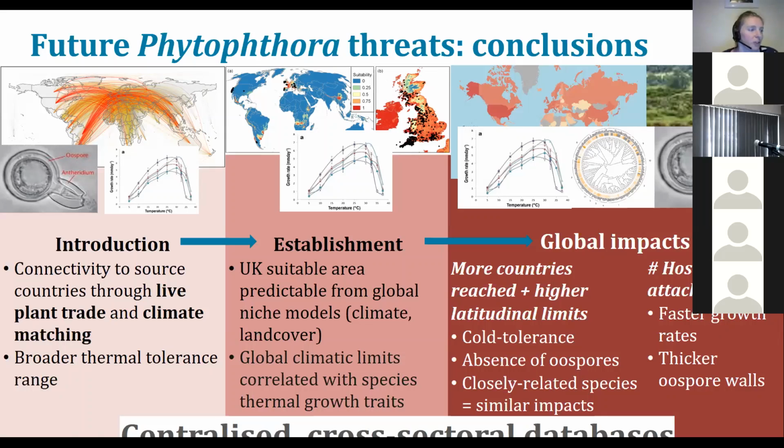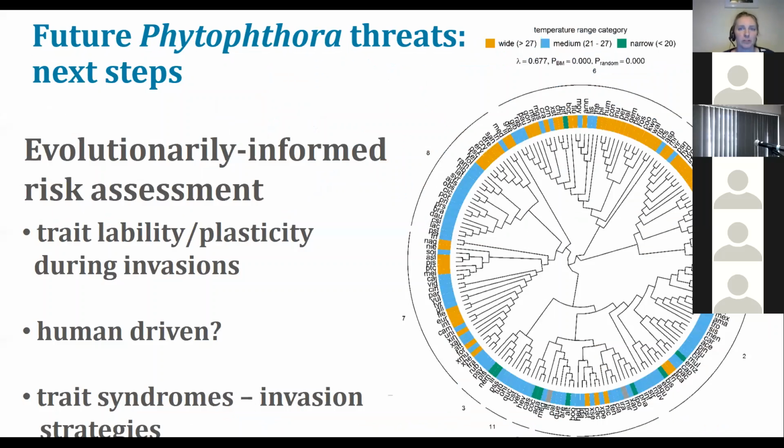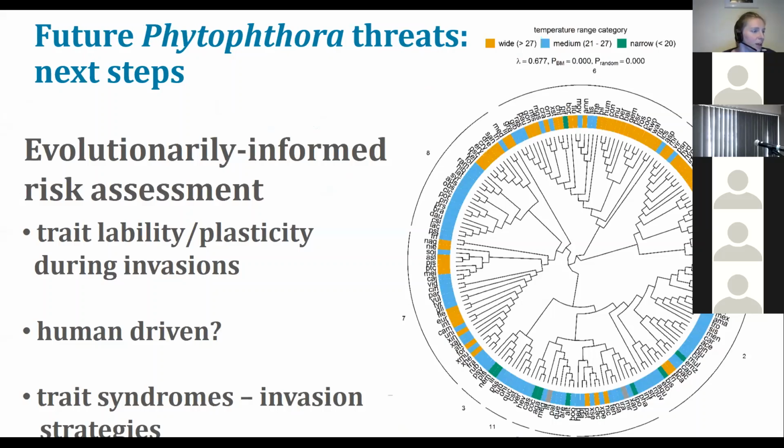And then to finish up, these are some of our proposed next steps. And one area that could be really fruitful for understanding Phytophthora invasions is how rapidly these pathogens could evolve. So the trait-based approaches I've described here assume that these traits are quite static and there's very little variability within species, but we've done some phylogenetic analysis within the project that shows that some of these traits have been quite labile through evolutionary time.